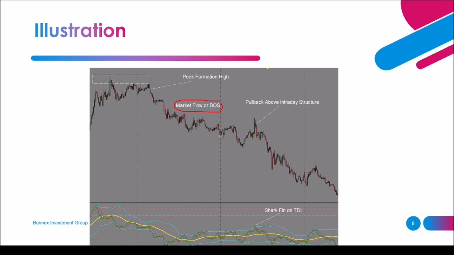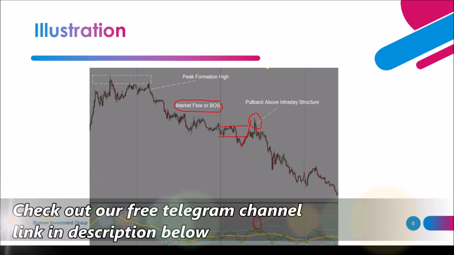The first thing is to see the price pulling back, and the pullback must be outside the market structure for that particular day. In this particular day, we had this as the market structure, and then the pullback went outside, because in some cases you'd see a pullback but still inside the market structure for that intraday. So in this particular case, the market went above the highest price of that particular day, and at that highest price we now need to see a confluence with a shark fin on the TDI.